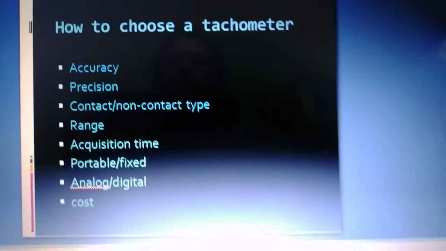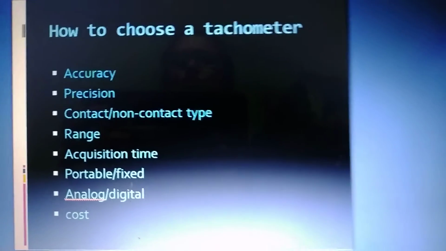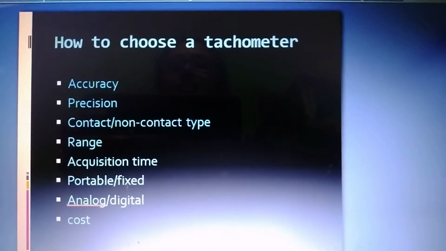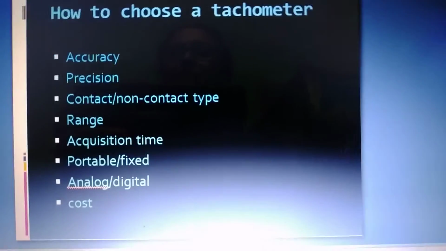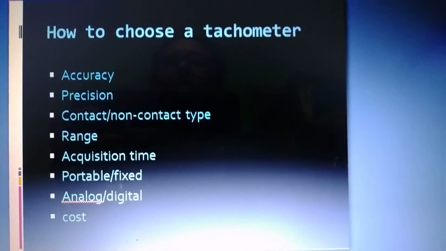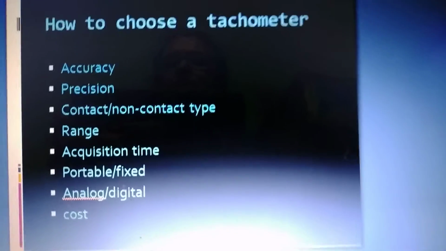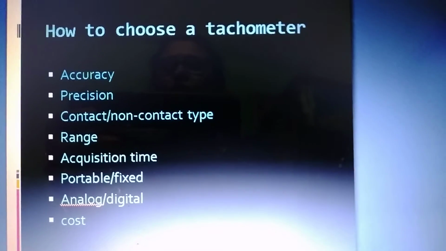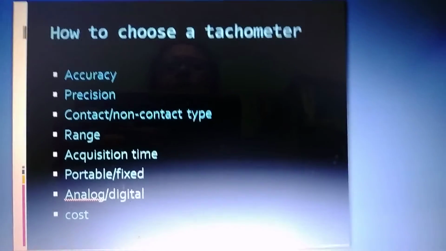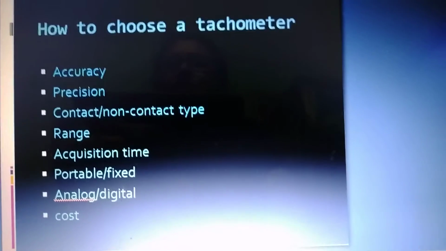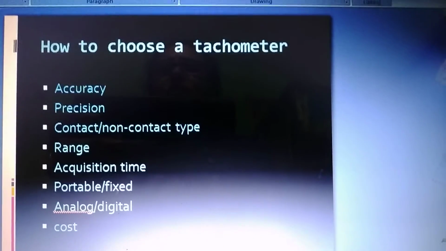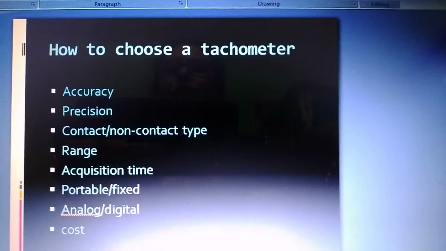How to choose a tachometer? We have to choose using certain parameters, and for different applications we use different parameters. The main important parameters for any tachometer are accuracy, precision, whether it is contact or non-contact type, range, acquisition time, portable or fixed, analog or digital, and the cost of the tachometer. Depending on the application, you choose among these parameters, and to measure the speed of rotational objects we use different types of tachometers.